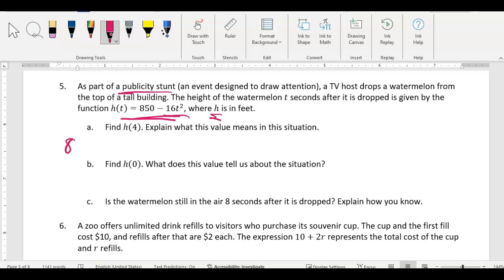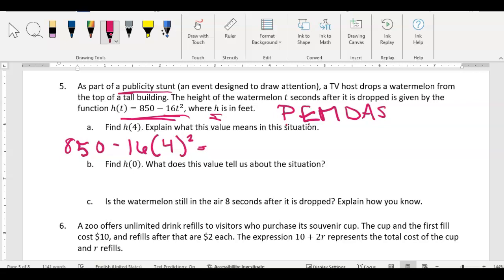So if I'm going to find h of 4, I'm going to do 850 minus 16 times 4 squared. Now remember, in our order of operations, we need to do the exponents first. So if you've forgotten, PEMDAS: parentheses, exponents, multiplication or division, and then addition or subtraction. So we need to do this exponent first. So we're going to make 850 minus 16 times 4 squared, which is 16.